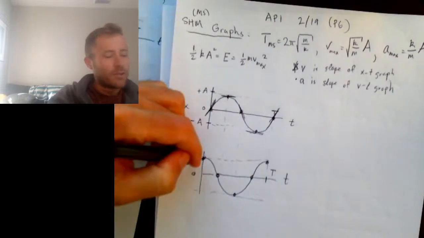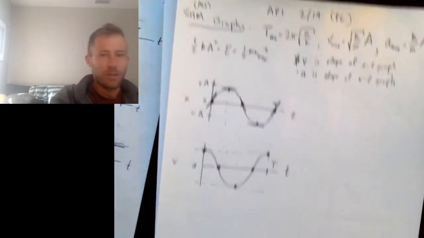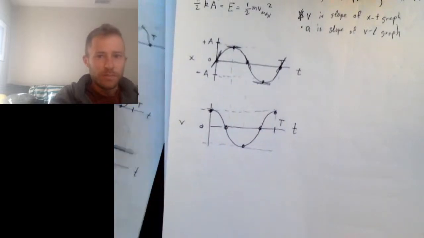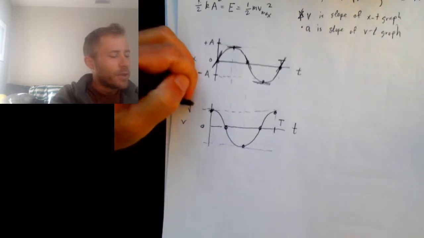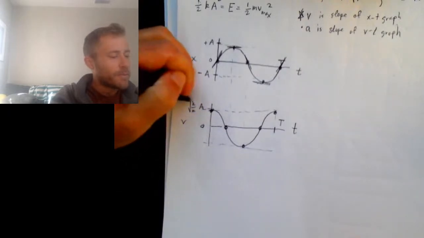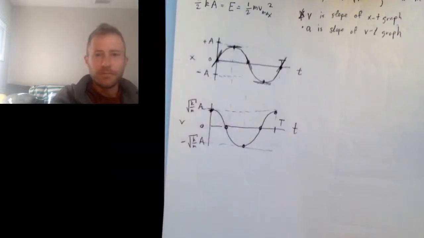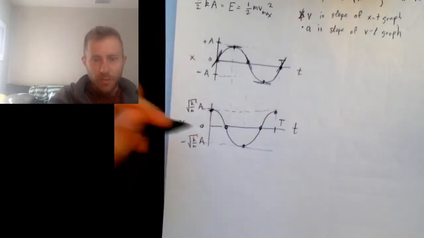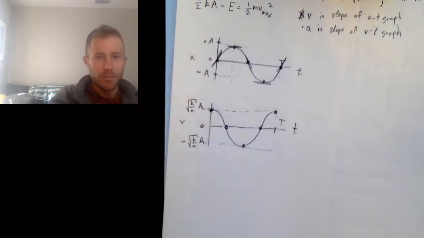I know that the velocity's biggest value is going to be V max, which is square root of k over m times the amplitude. So that means that this graph is wiggling between square root of k over m times the amplitude and minus square root of k over m times the amplitude. Okay? So we use the previous graph to get the slope, or the general shape, and then we use the equation to get the maximum and minimum values.